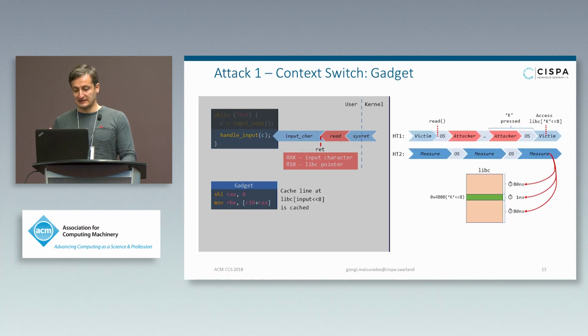So the entire execution will look like that. For example, let's assume that while the victim was sleeping and the attacker was executing, the user pressed capital K, and then the victim started executing and it speculatively executed the gadget that was controlled by the attacker. This means that libc at offset hex 4B00, which is a K shifted to the left by 8, will be accessed. And now we have another process running on a sibling hyperthread next to the victim and attacker, and it will go over all the cache lines in libc and check which of the cache lines have actually been cached. And the one that was cached will correspond to the input character that we want to leak.